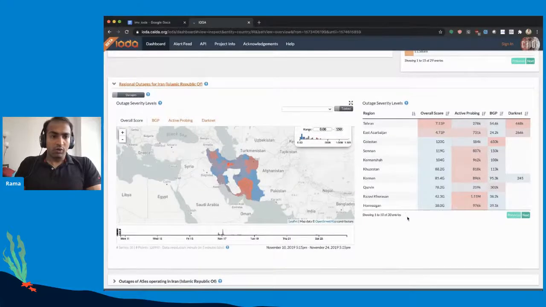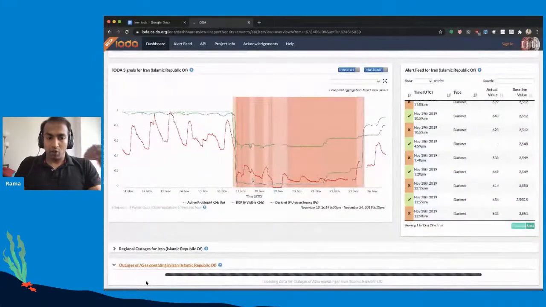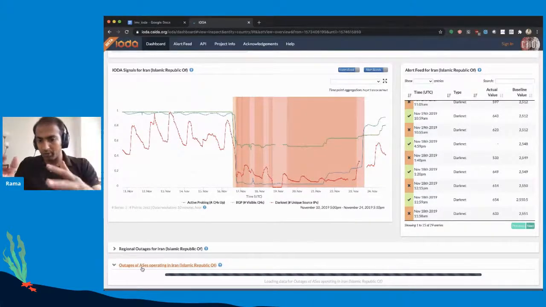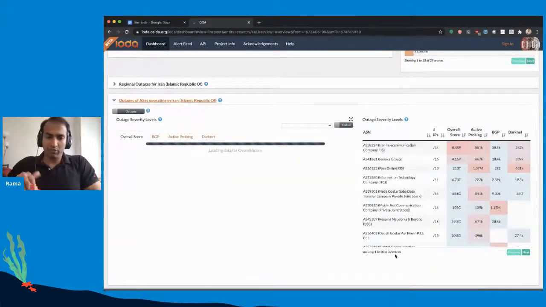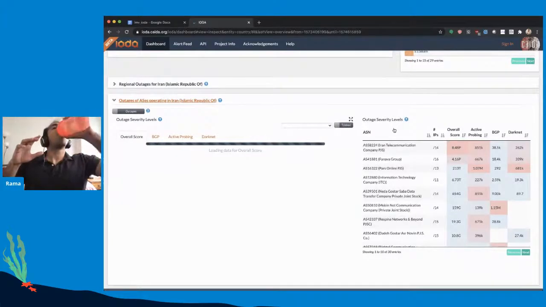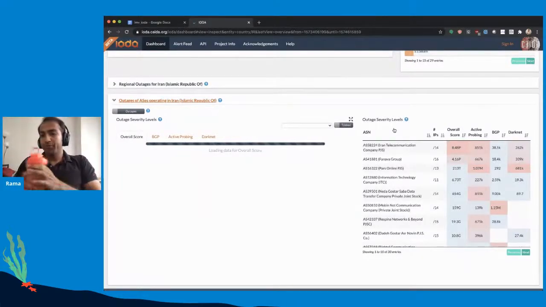Okay, so now we looked at the ability of IODA to look at regional outages. It's also possible to look at outages of ASs, which are autonomous systems, which is jargon essentially for individual networks in Iran. And I'm just going to grab a quick sip of water as this loads. What you see here on the right is the list of autonomous systems for which IODA automatically detected an outage.